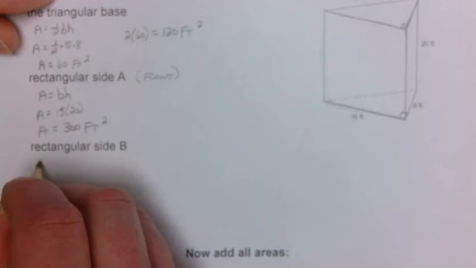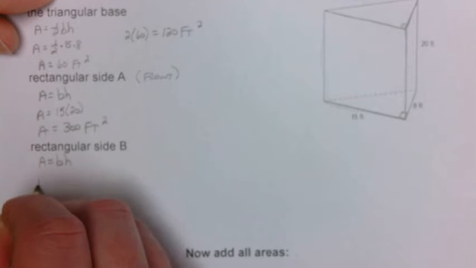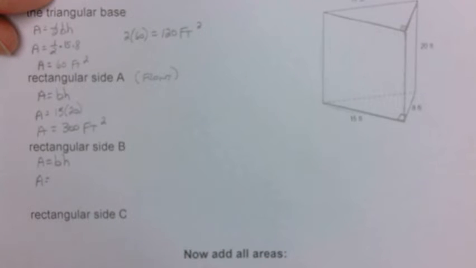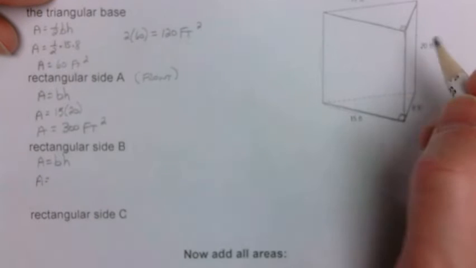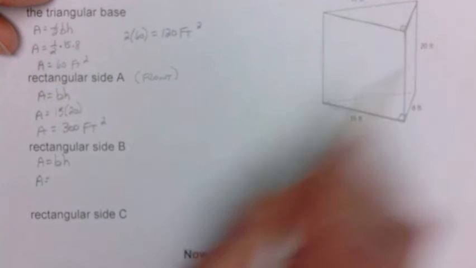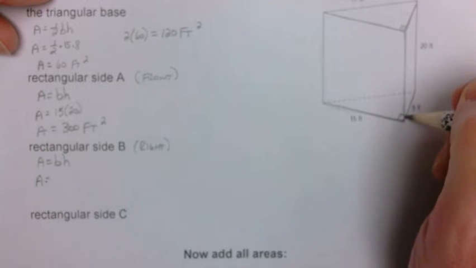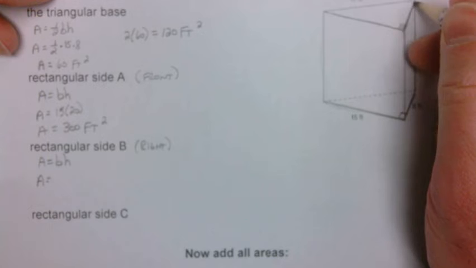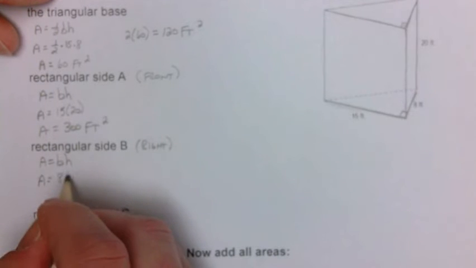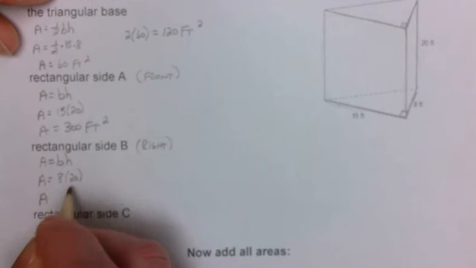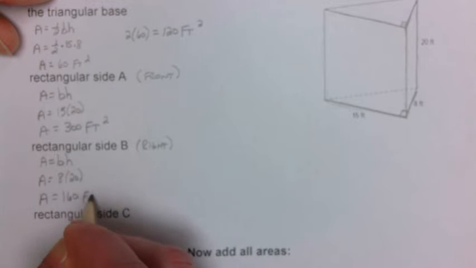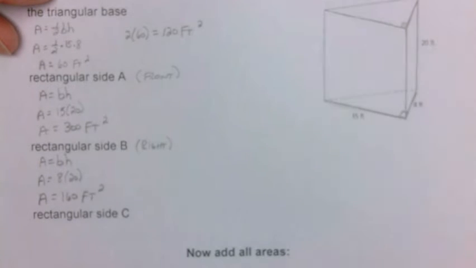Rectangular side B, again, it's a rectangle, so I'm going to use area equals base times height. For this one, we can call this the side face, the right face. And so again, if I trace this, I can see it's 8 feet by 20 feet right there. So 8 times 20 equals 160 square feet for the area of that rectangle. And again, that's the only rectangle with that area, so I'm going to leave that alone.